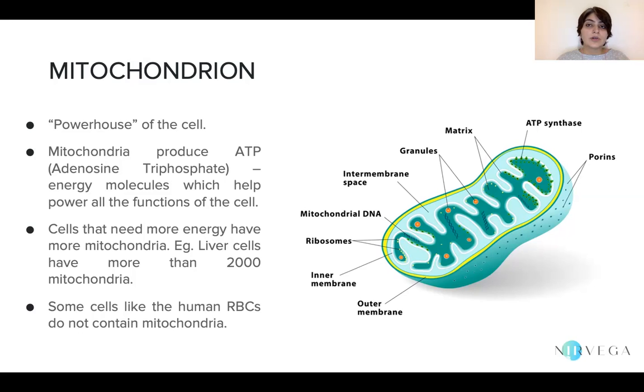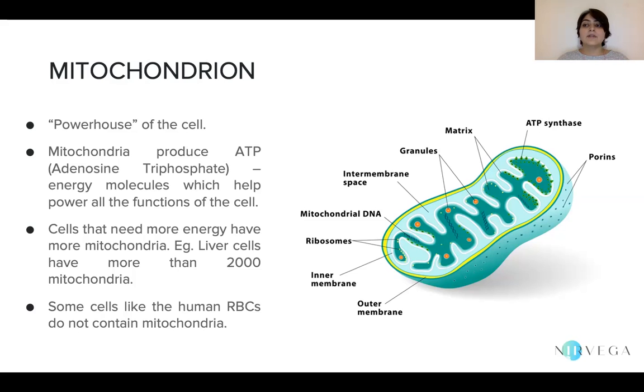And what is the unit of energy that the mitochondrion creates? That is adenosine triphosphate. What is adenosine? We will understand at a later stage, but basically these are the energy molecules which help to power all the functions of the cell. Now, do all cells require the same amount of energy? No. Certain cells require more energy because they are functioning at a faster pace, or working for a longer time, or doing functions which require more energy. Yes? So cells which require more energy will have more mitochondria.